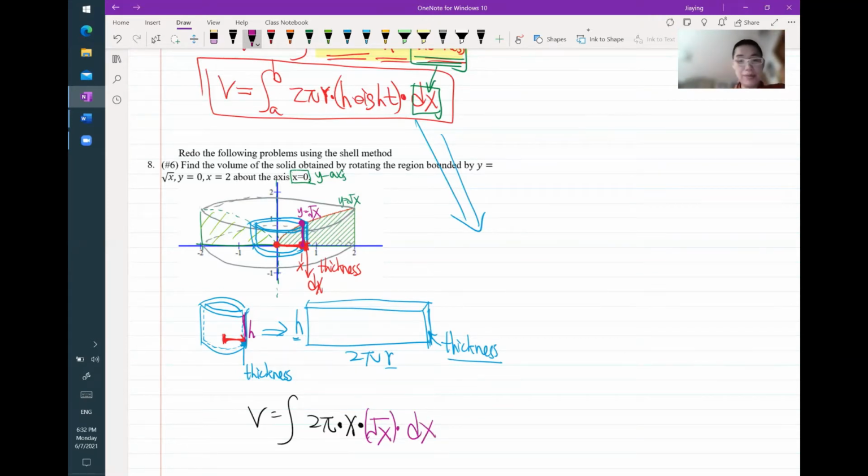So why is the radius x? Because the radius is the distance from the y-axis to where we pick the rectangle to be. Let's call this point x. I'm getting too many lines here. So if this point has an x value x, then from the y-axis to that point, that distance is just x minus 0, so that distance is x. So the radius is x. It's not a fixed value because we can pick the rectangle anywhere. In this case, we just pick this location, but we don't know exactly what the x value is, so we use x instead. The radius is given by the distance from x equals 0 to that point, so it's just x.